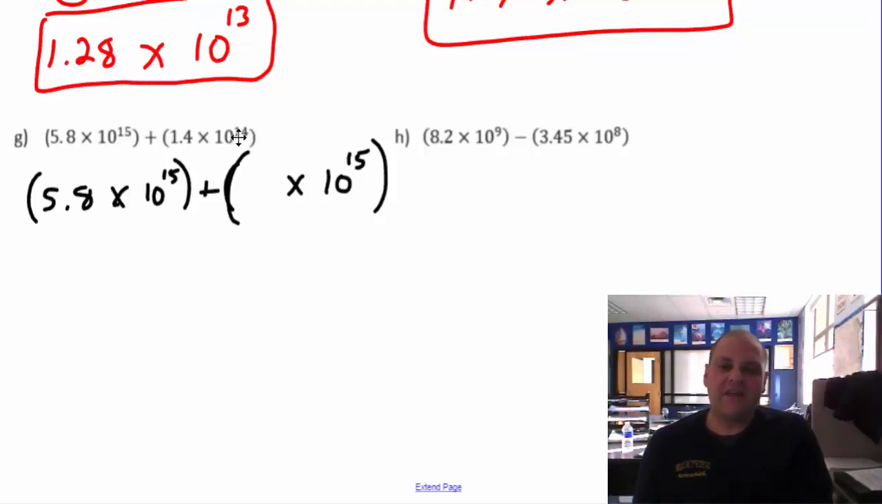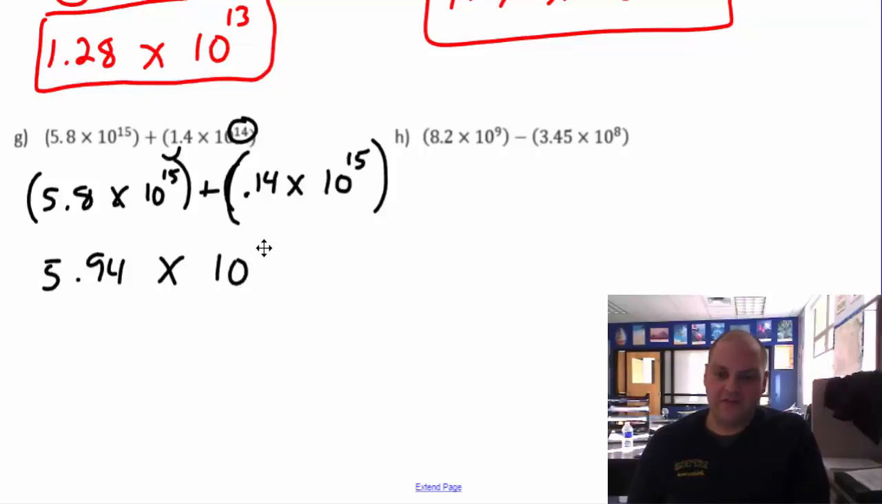Well, how do I compensate? If I make 10 to the 14th into 10 to the 15th, I have to move that decimal. I'm making the exponent 1 bigger, so the decimal has to go 1 to the left, making the number 1 smaller. It becomes 0.14. You have to compensate to make the number the same. This 14 moved 1 to the right. It got bigger. It went to 15. So your decimal goes 1 to the left, and it's 0.14. Okay? So now I can add 5.8 and 0.14, which is 5.94 times 10 to the 15th. And that is in scientific notation.